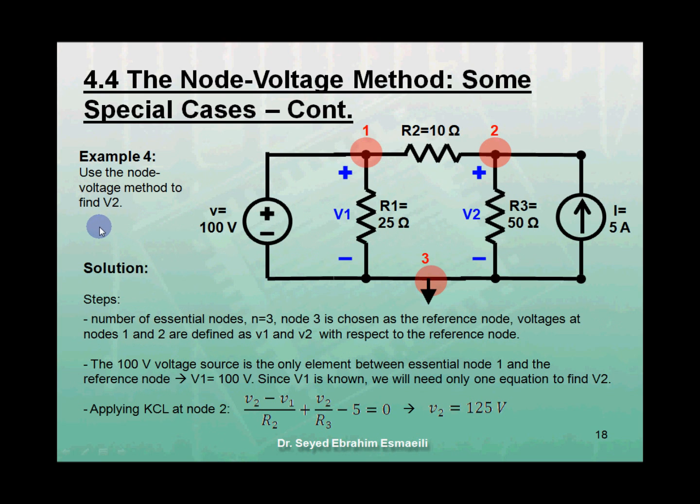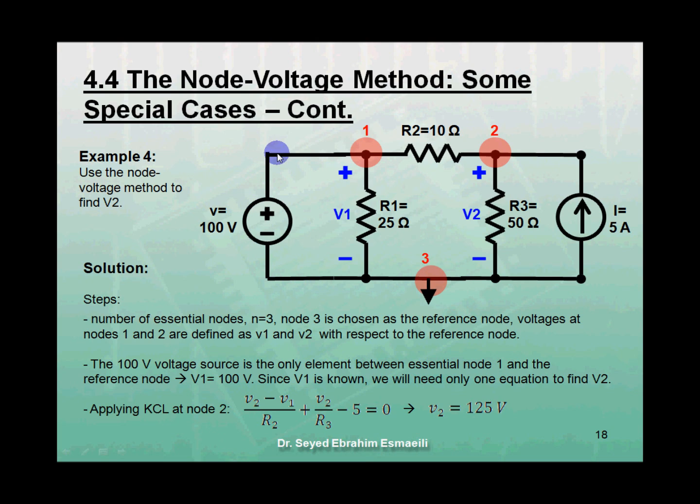In example 4, we need to find V2 using the node voltage method. We start our solution by noting that this circuit has three essential nodes, node 1, node 2, and node 3, and choosing node 3 as the reference node. The voltages at nodes 1 and 2 are defined as V1 and V2 with respect to the reference node.